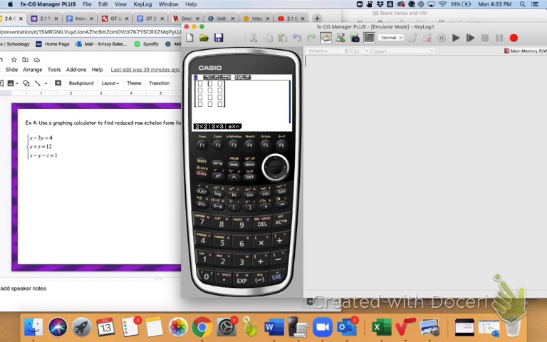Okay, let's start with reduced row echelon form. Sorry guys, Casios are still a little bit foreign to me. I've been using a TI my entire life.